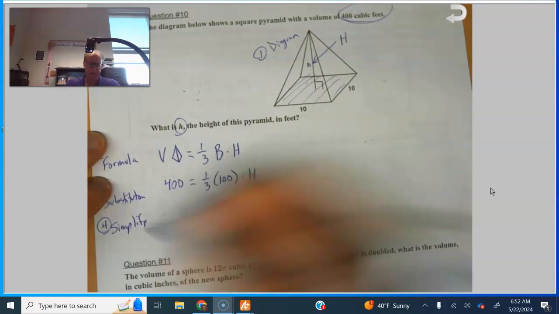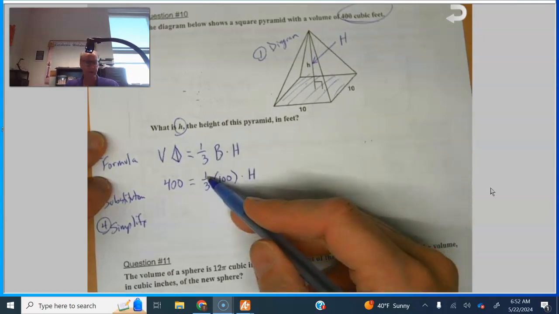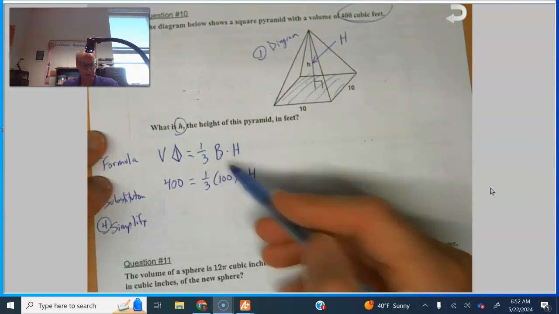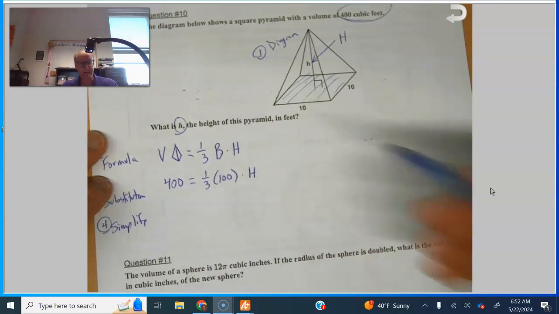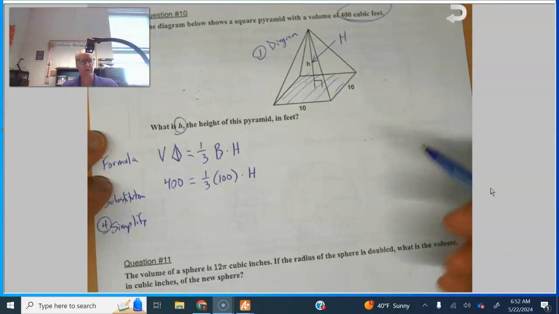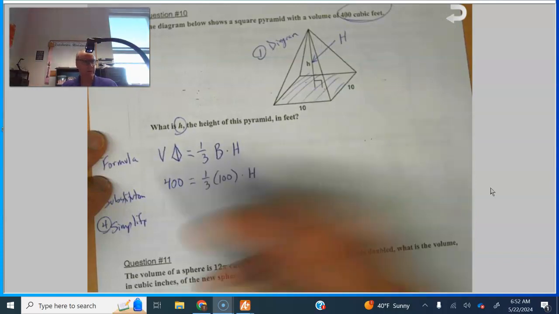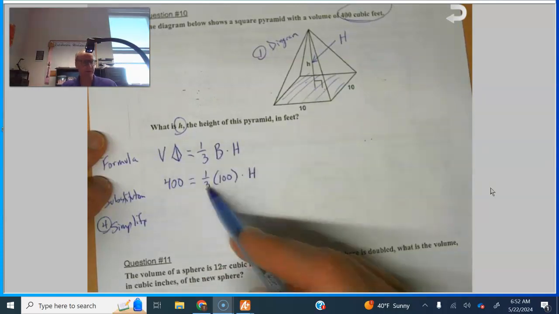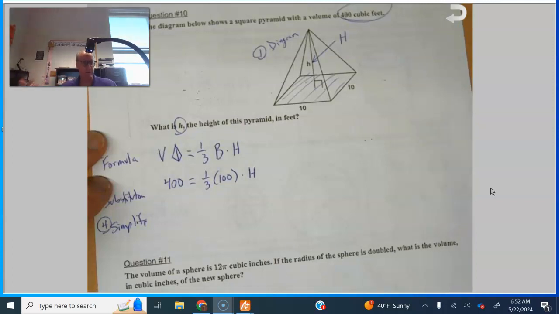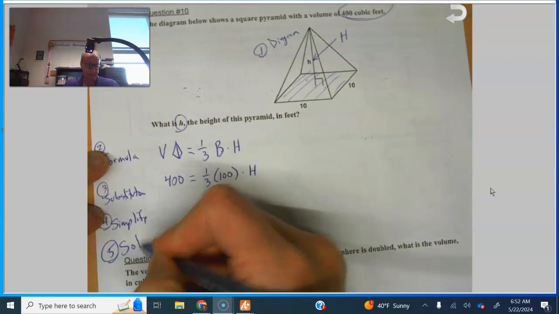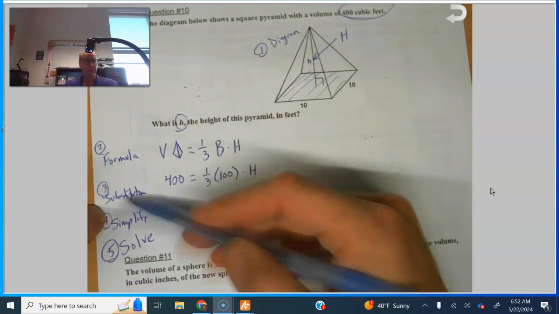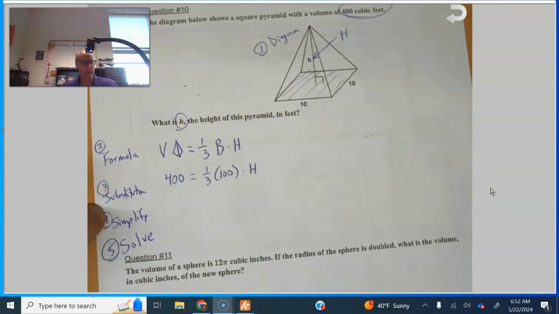And one way to simplify this is to take the 100 and multiply it by the 1/3. You could take 100 divided by 3 and then divide on both sides. There is an easier way to do this, and you wouldn't have to have a calculator. You could just multiply both sides by 3 to get rid of the 1/3 and then divide by the 100. Your last step, which of course is the solve step. These are the 5 problem-solving steps that I've been going over all year.